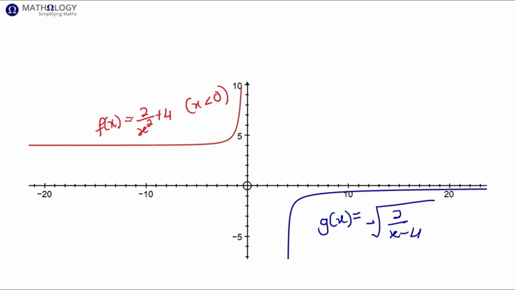F of x and g of x are reflected about the line y equals x.